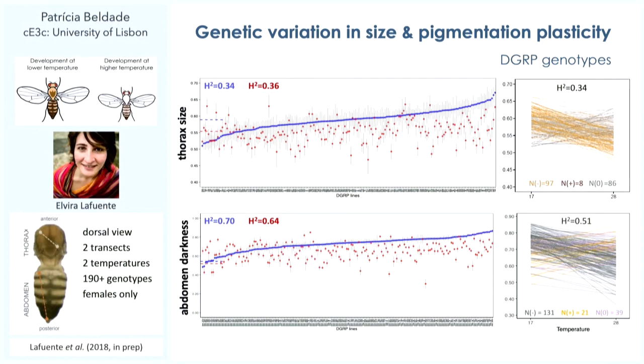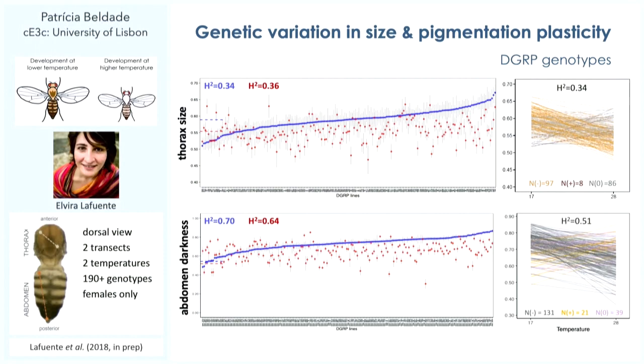So again, this is a figure very similar to the one that I've showed you for the butterflies. But now for about 191 here and 196 here, different isogenic lines of Drosophila melanogaster. Again, we've ordered the lines, the genotypes, by what their phenotype is for the lowest temperature. And just as an illustration of all sorts of traits that we have done, here we have body size, in fact it's thorax size, and here we have abdomen darkness, which is just a measurement along how dark they are overall on the abdomen, not taking into consideration particular segments or just the bands on those segments.